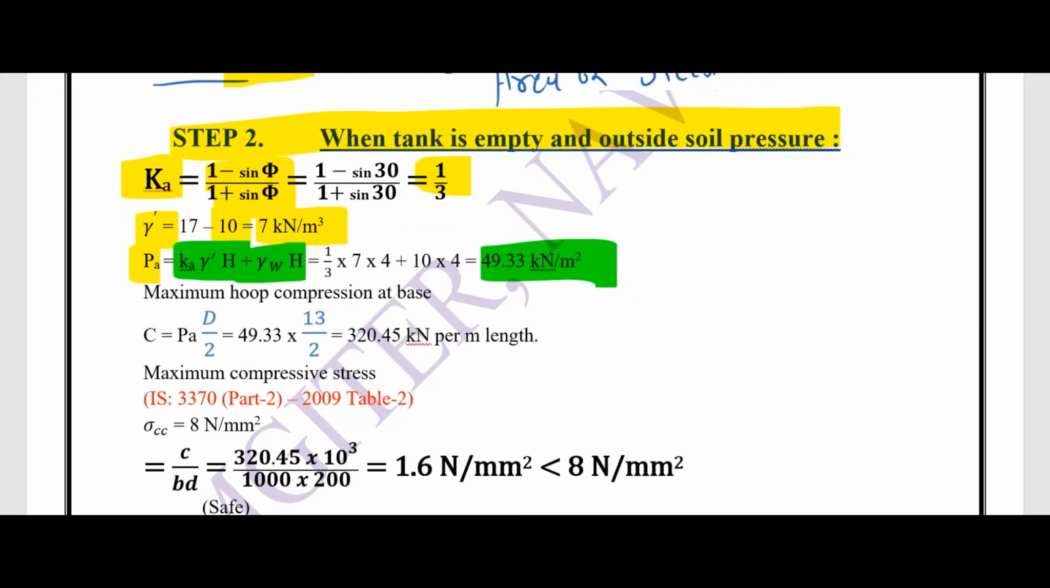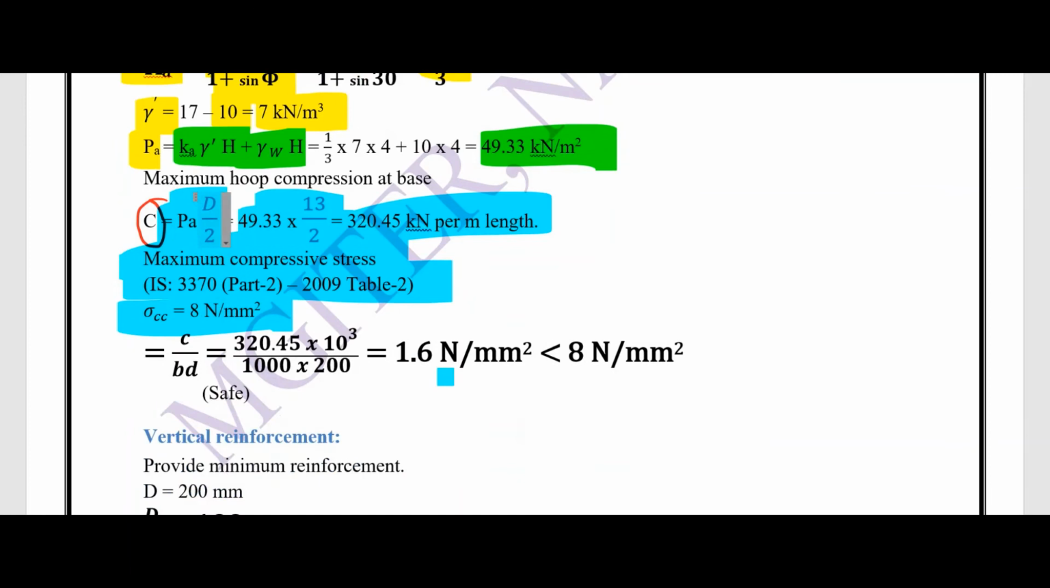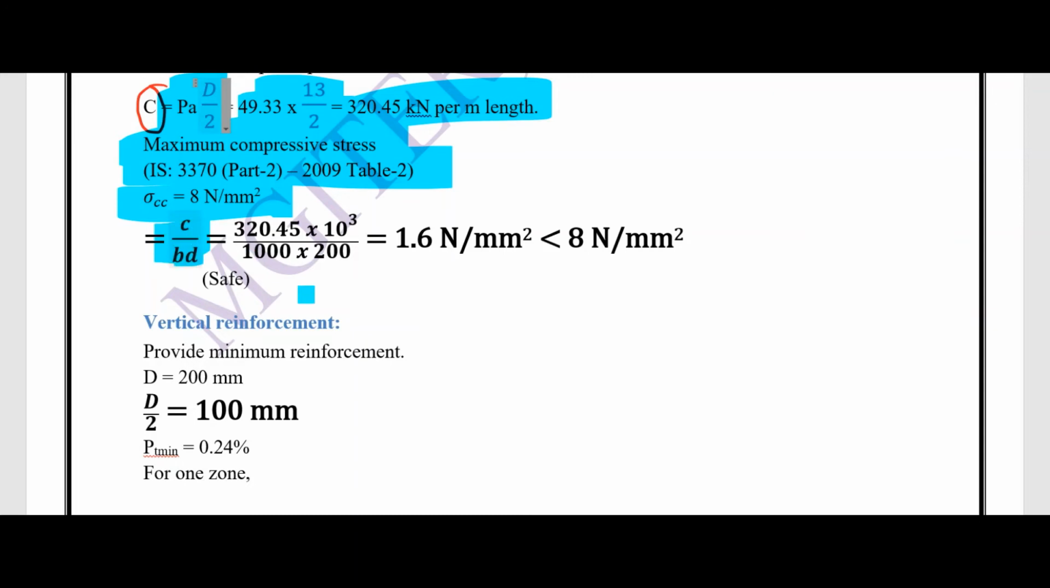So by this pressure we can calculate the compression force. The compression force is PA into T by 2. So 49.33 gives 3320.45 kilonewton per meter length. Here is the maximum compressive force. So we can calculate sigma CC from IS 3370 part 2, 2019, table number 2. From this we find that CBD is 1.6, which is less than 8. So our design is safe.